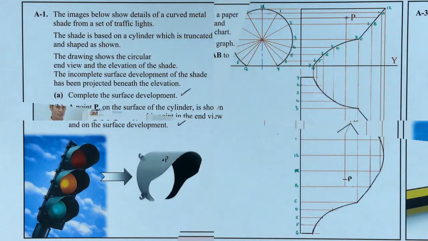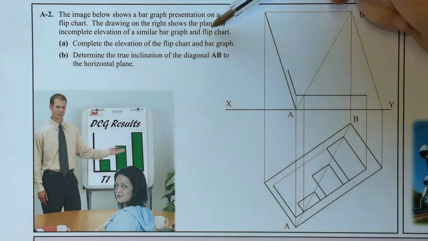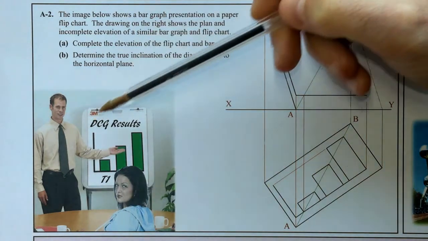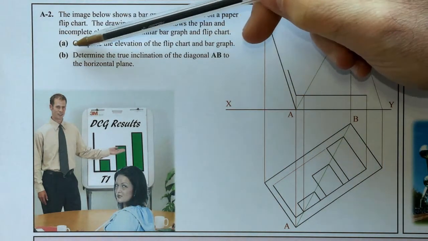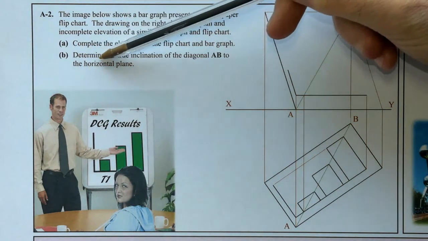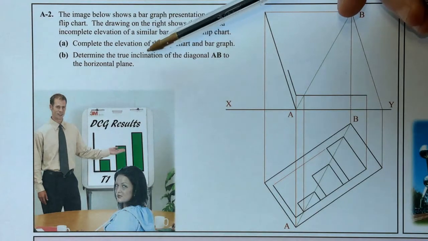Now we're going to move on to question A2 underneath it. In this question, guys, it says the image below shows a bar graph presentation on a paper flip chart. The drawing on the right shows the plan and incomplete elevation of a similar bar graph and flip chart. Part A, complete the elevation of the flip chart and bar graph, and then part B, determine the true inclination of the diagonal AB to the horizontal plane.